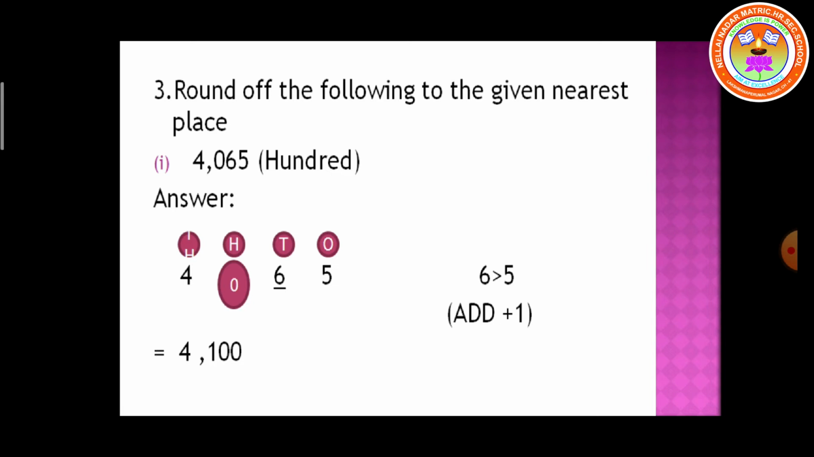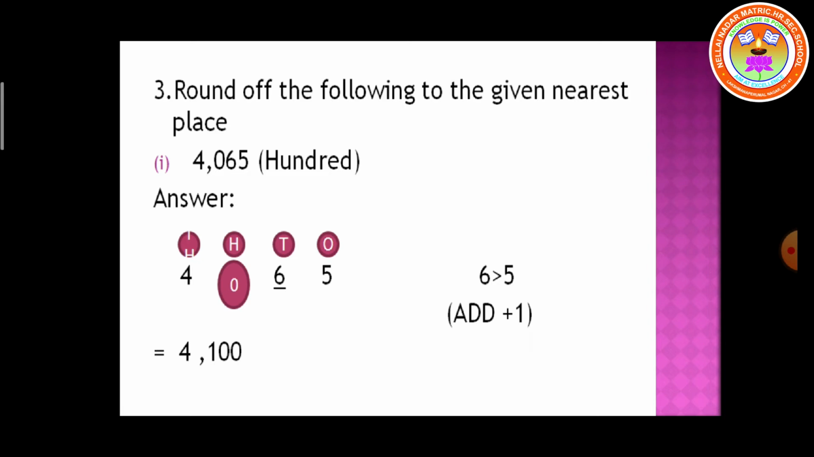Okay, children. Now the third sum. Round off the following to the given nearest place. So they have given the nearest place for each problem. So the given number you have to bring to the nearest place. Okay, children. Now the first one is 4065. Within the bracket it is given 100. That means you have to round off this number to the nearest 100.